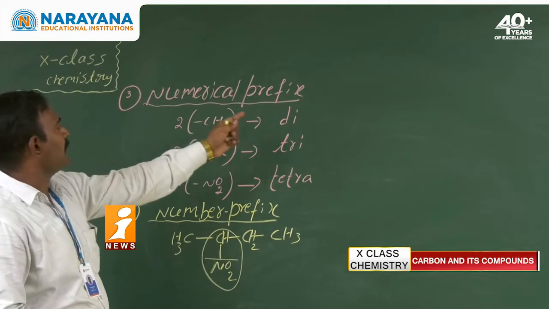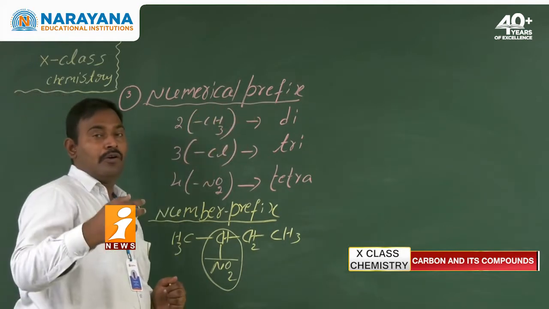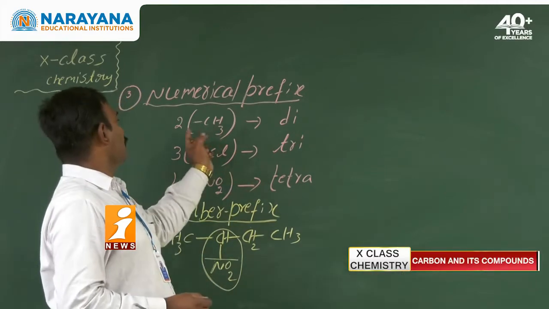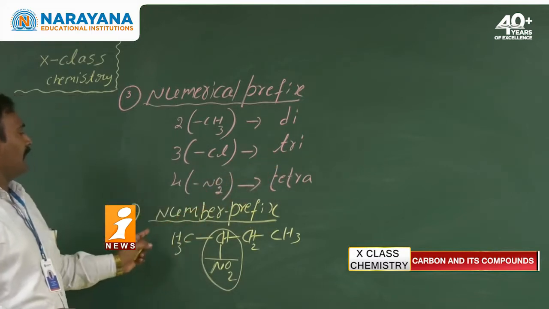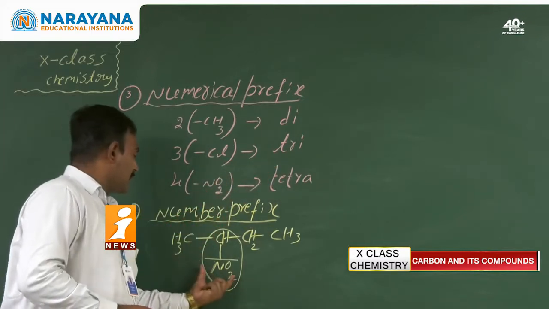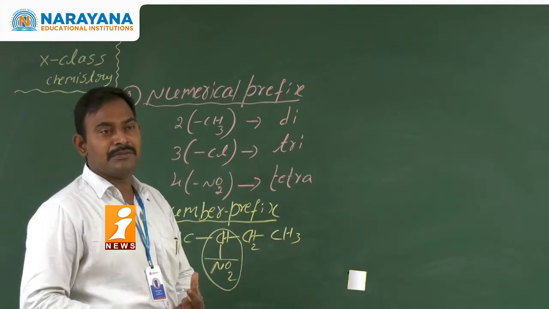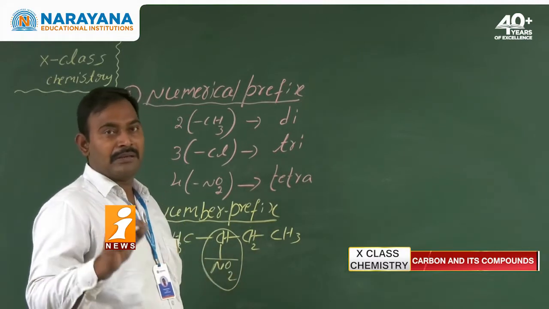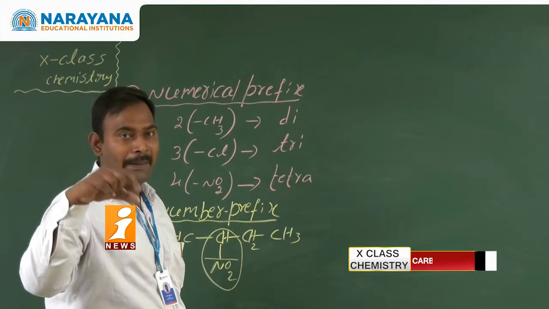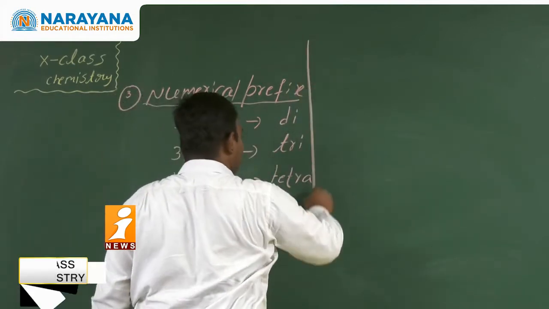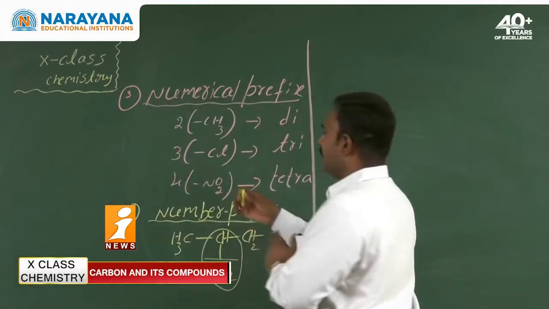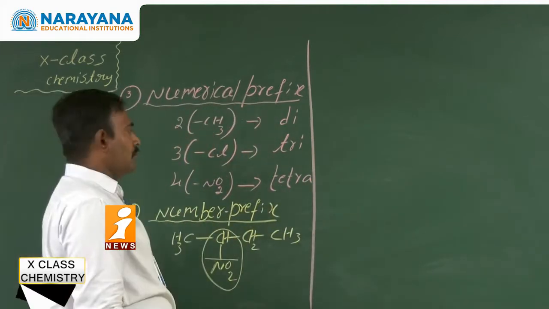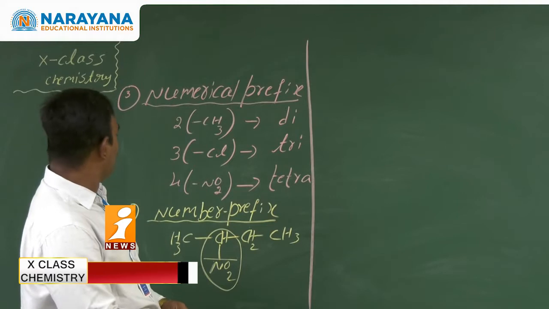So once again, the numerical prefix indicates how many times the same substituent is repeating: 2 times di, 3 times tri, 4 times tetra. The number prefix gives the position of the substituent, that means a particular substituent is attached to which carbon atom, which is the carbon number. We completed the prefix part, the numerical prefix and number prefix.